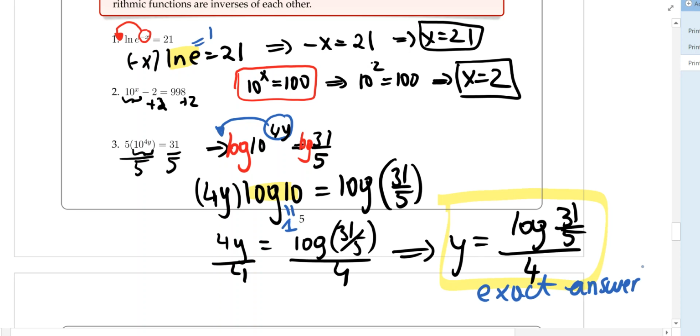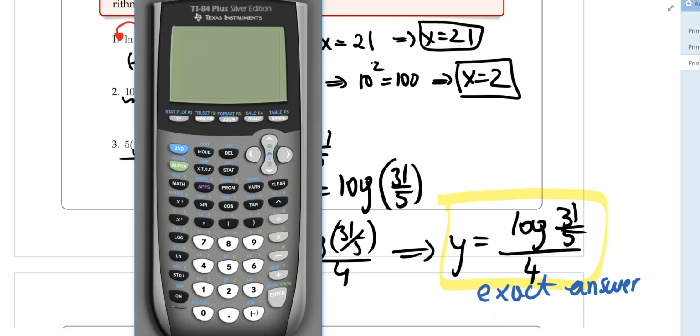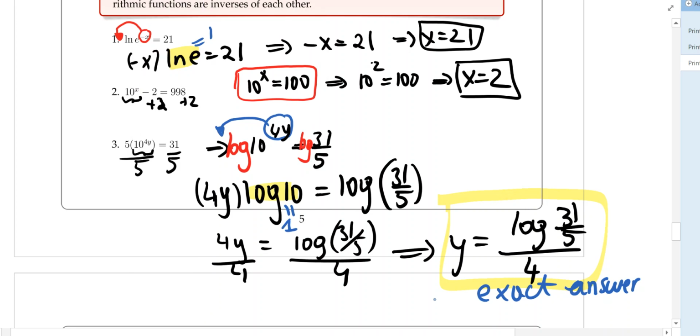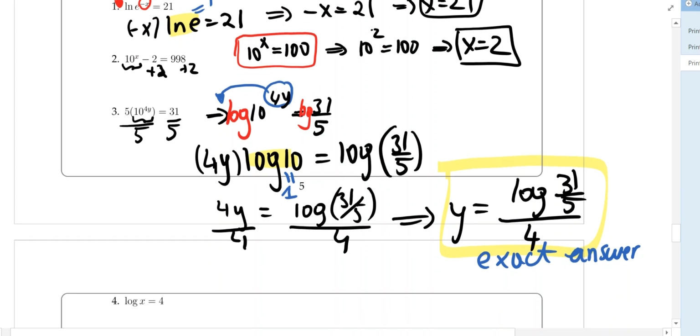And then if we put it in our calculator, we're going to get the approximation. So let's put it in our calculator. So it's going to be log of 31 divided by 5, and then I close the parentheses for the log, and then I'm going to divide the result by 4. And I get 0.198. So the approximation is y equals 0.198. The approximate answer.